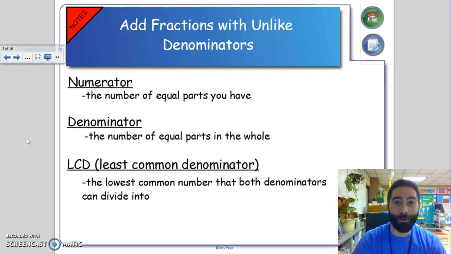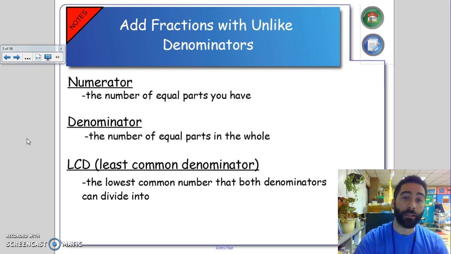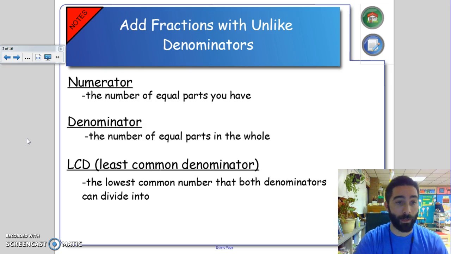Welcome back for another adventure in math, in which we're going to be adding fractions with unlike denominators. Here's where you're going to be applying what we've learned so far about equivalent fractions to your adding and subtracting fractions with unlike denominators.